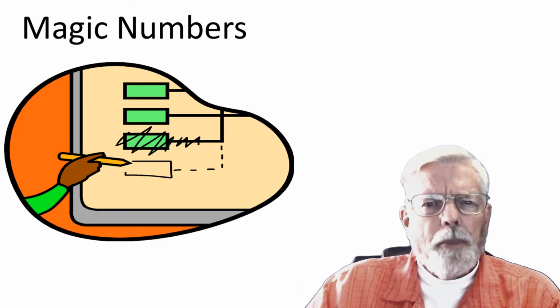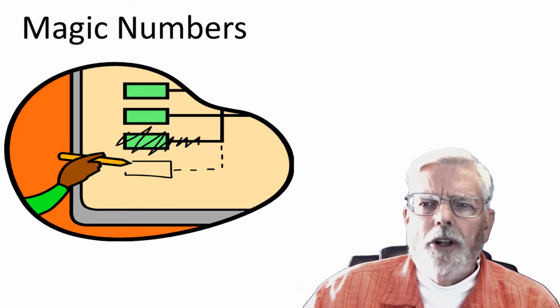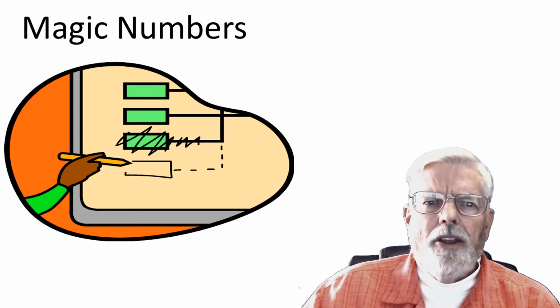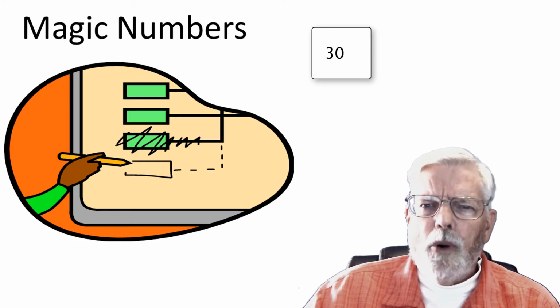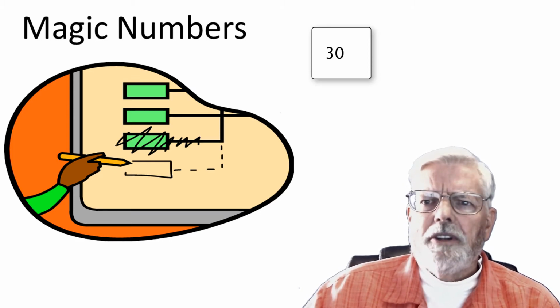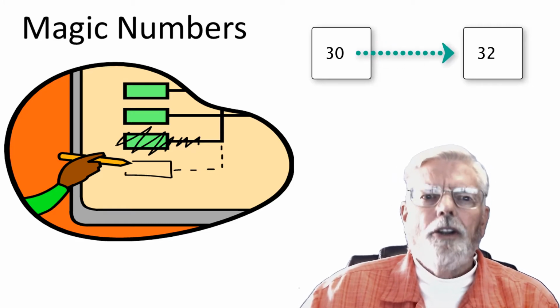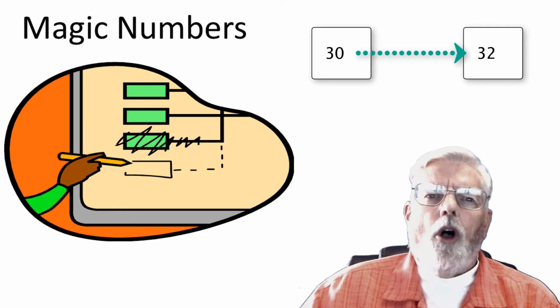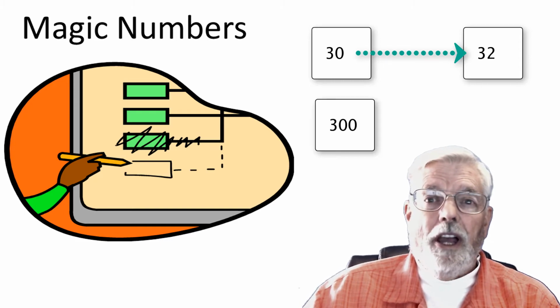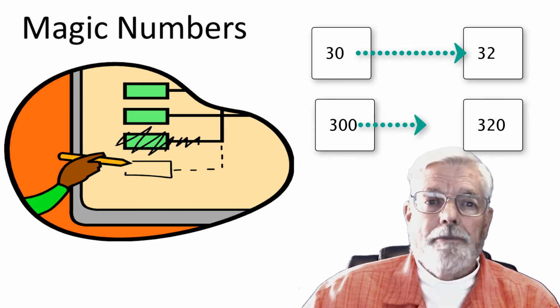There is another problem with using magic numbers. Suppose you use the value of 30 several times in your program. Later, you discover that the number should be 32, so you change all the copies of 30 to 32. Unfortunately, you also might change 300 to 320.